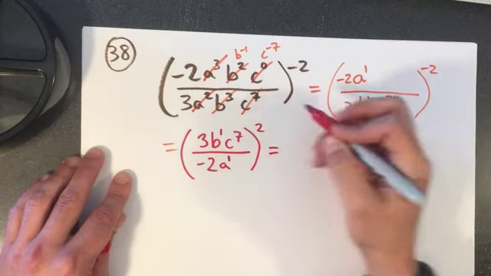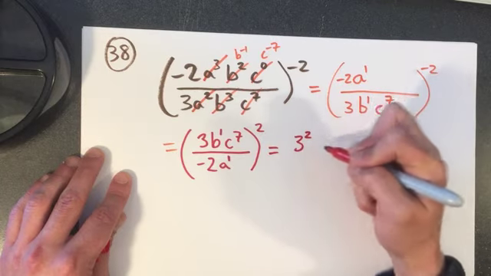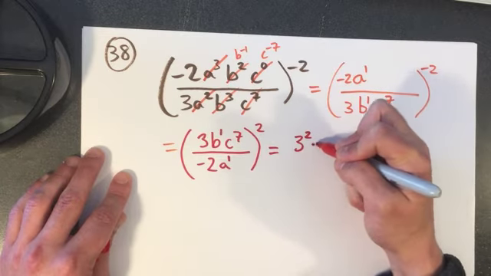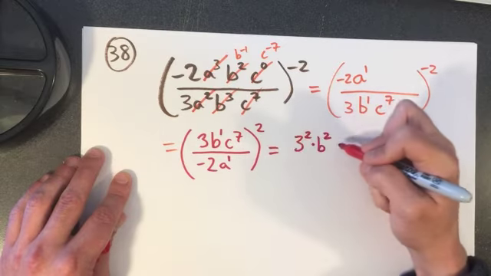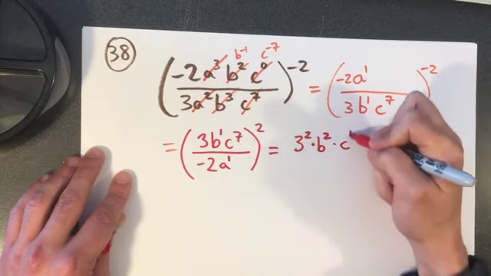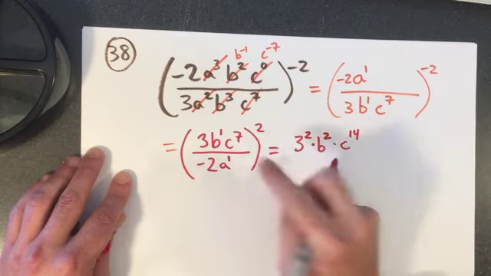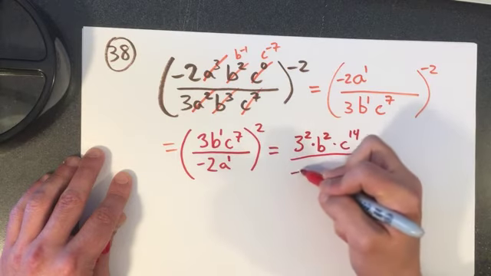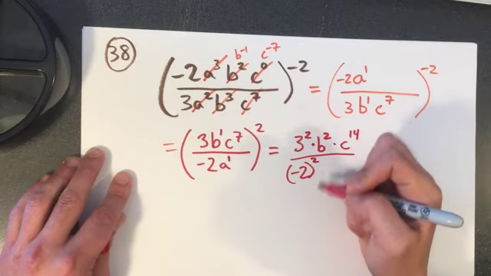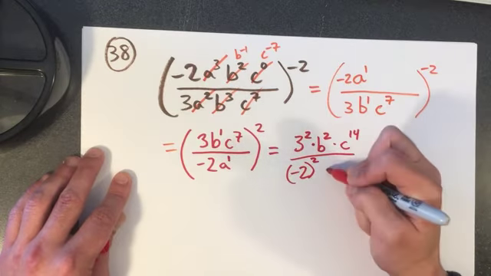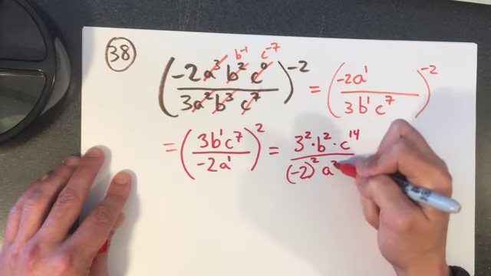Let's now apply this square to everything. We get 3 squared times b squared, or 1 times 2, times c to the 14th, because it's 7 times 2. On the bottom, we get negative 2. We're going to be squaring that. That's important that we put it like that. And this a becomes squared, so let's clean it up.